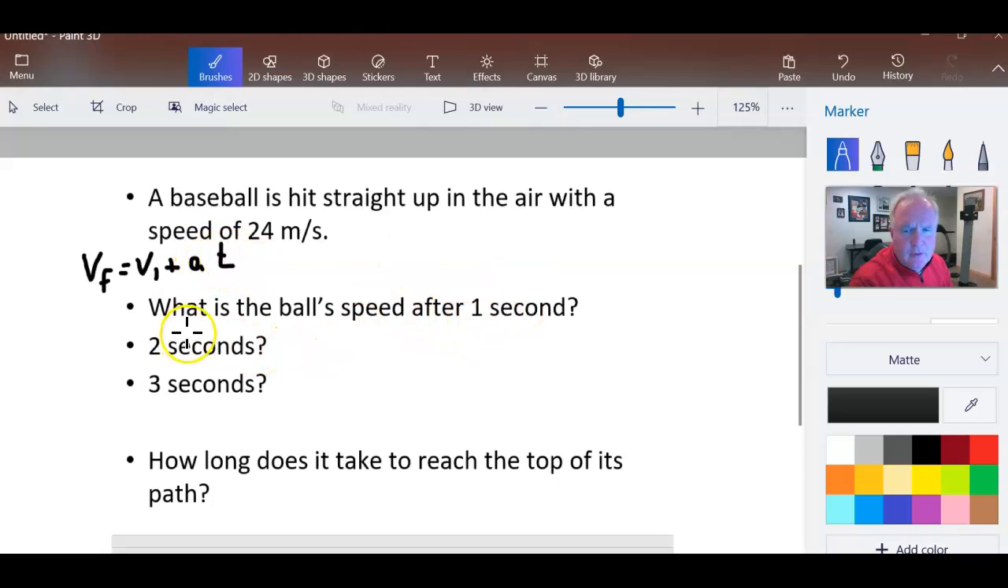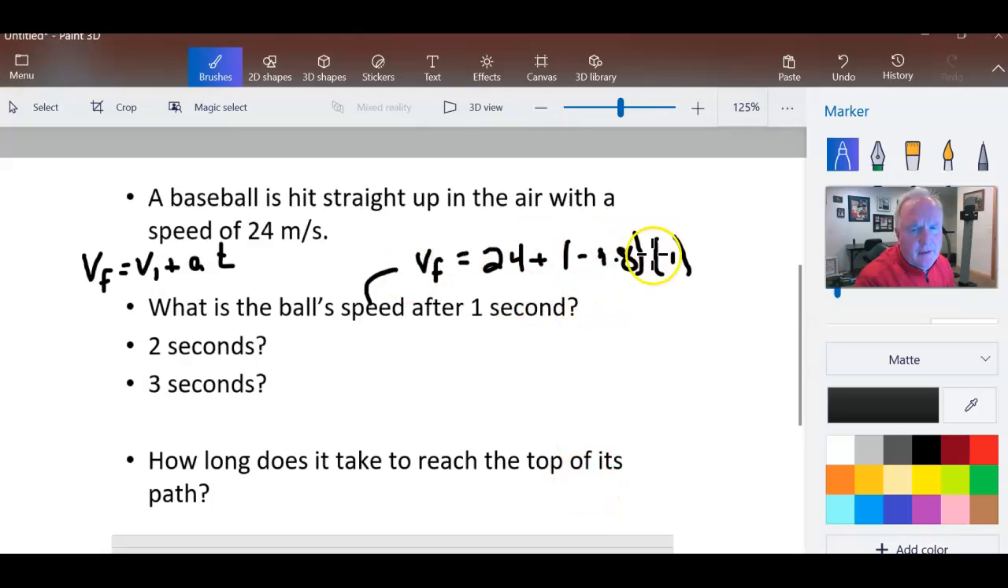All right. And so if they ask us what's the ball speed after 1 second, we'll do it up here. Well, VF is what they're asking us to find. The initial velocity is not 0 now, it's 24, because it's thrown up at 24. So we'll put in 24 plus negative 9.8, always for A, negative 9.8, and then the time that they gave us, which is 1. Do that math real quick. I think it's equal to 14.2.